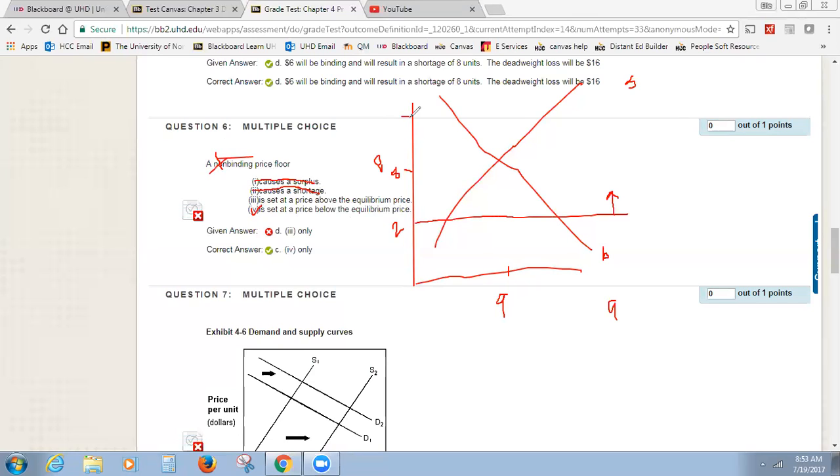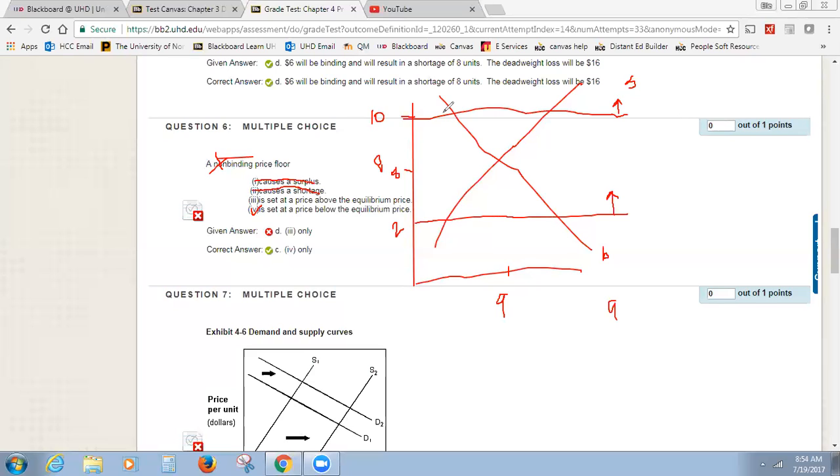Right? So I've drawn a price floor here. They tell me I have a price floor at $10. Again, I like to draw in the price floor. And then I like to do my arrow. If it's a price floor, it has to be above this. All right? So if the equilibrium is 8 and I have to sell at a price of at least 10, then that's going to be a problem. This is going to be considered a binding price floor.